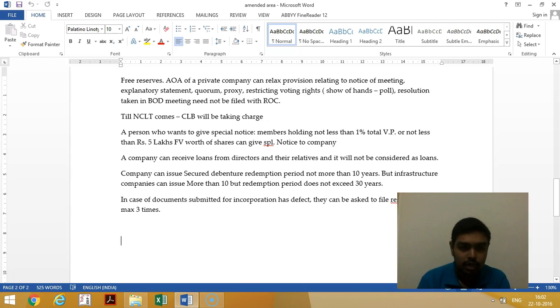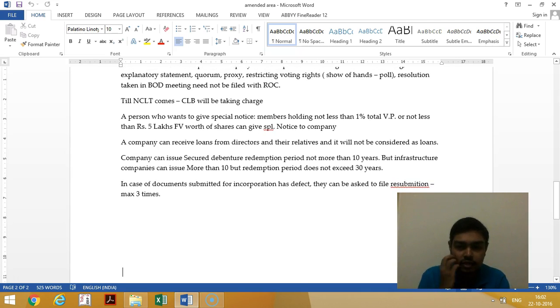Then the company can receive loans from directors and relatives, provided the directors and relatives give a declaration that these loans are not borrowed loans. So the company can accept deposits from directors and their relatives, which are not considered as deposits, provided they give a declaration that it is not a borrowed loan.